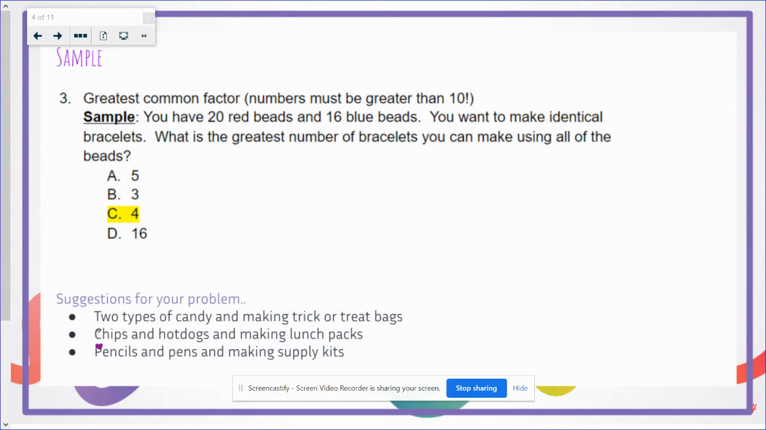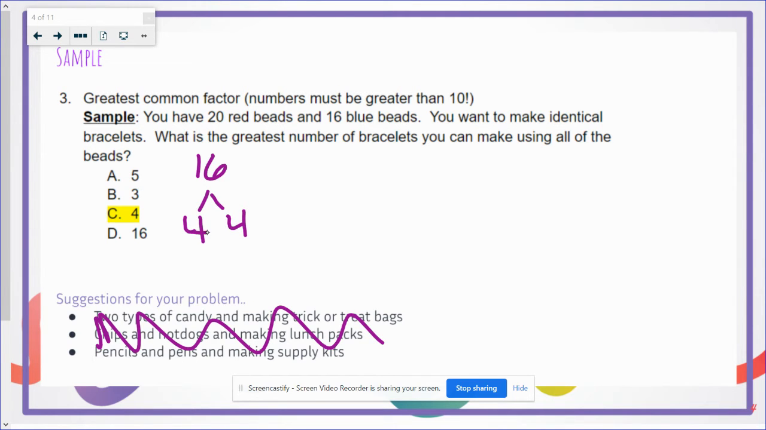All right, greatest common factor. Something you might see with greatest common factor: you have 20 red beads and 16 blue beads, and you want to make identical bracelets because you want all the bracelets to be the same. You can't have one bracelet with 5 red beads and another bracelet with only 3 red beads. That wouldn't be fair to your friends who you're making them for. What is the greatest number of bracelets you can make using all of the beads? All right, let's see. So we want to figure out what's the biggest number that I can divide both 16 and 20 by.